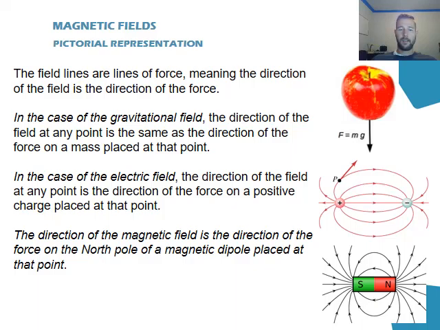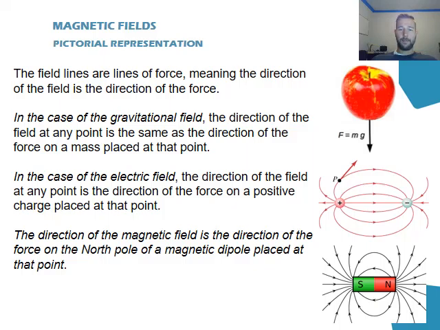So when we've got an apple, for example, in this diagram, the direction is the direction of the force, which is down. When we talk about electric fields, the direction of the field at any point is the direction of the force on a positive test charge. So in that second diagram, we've got a positive test charge, and the direction is from the positive to the negative charges. So it follows the arrow.